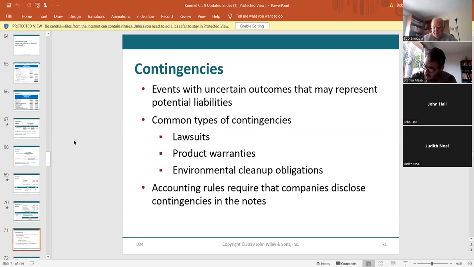Contingency. Now, your book doesn't go into the detail that the McGraw-Hill book does, so I'll talk briefly. Contingency. Events with uncertain outcomes that may present potential liabilities. Something happened today that will have an impact in the future. I will lose weight when I go back on my diet. I will lose weight contingent on eating properly. You will earn an A in the class contingent upon studying real hard. But what we're really talking about here are lawsuits.